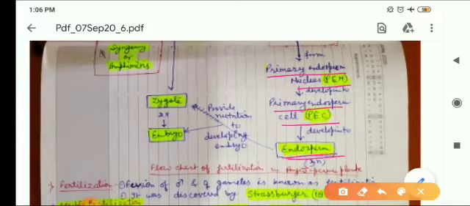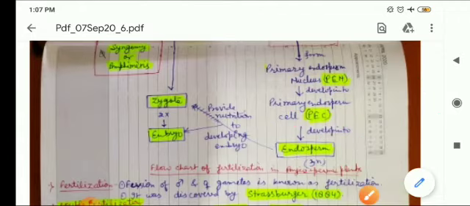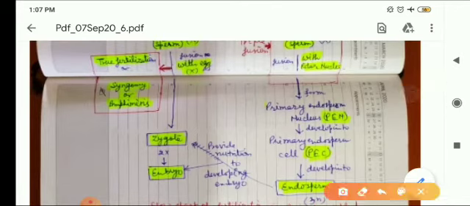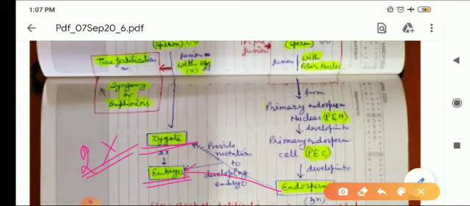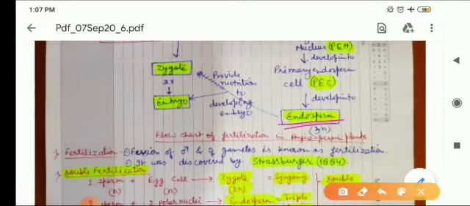This endosperm is triploid. What is triploid? That means three sets of chromosomes are found. In this case, after syngamy, a diploid zygote is formed. Two sets of chromosomes are found. This diploid zygote develops into the embryo. This endosperm provides nutrition to the developing embryo. That means the function of endosperm is to provide nutrition to the developing embryo.